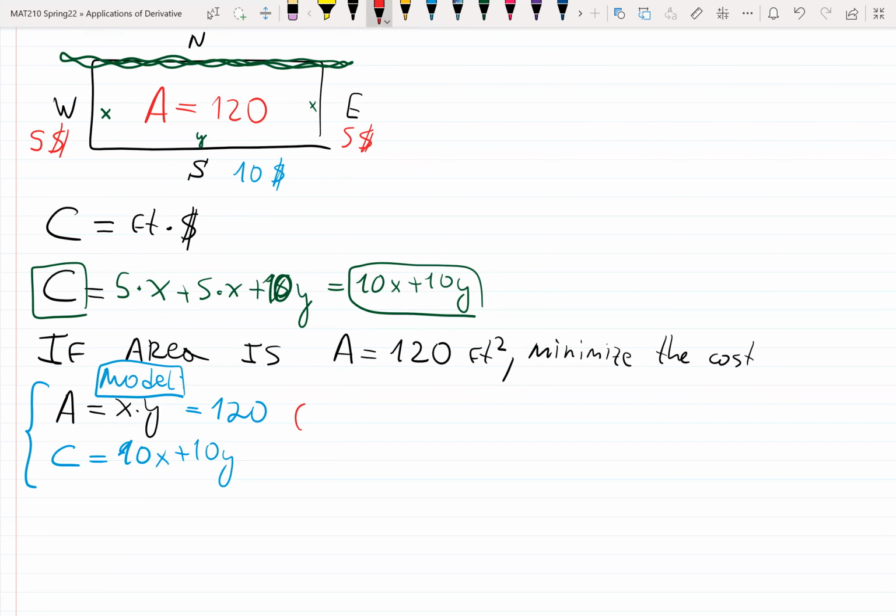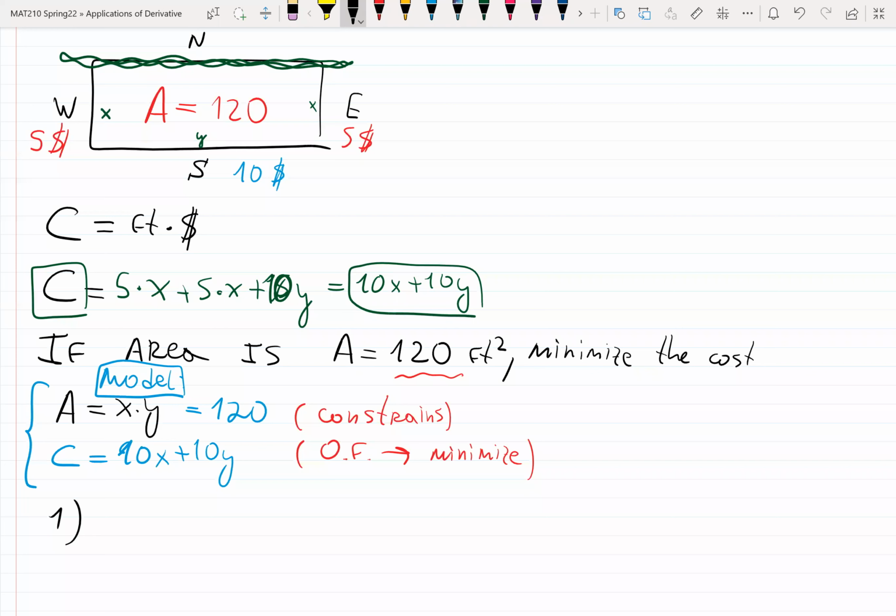Whatever has a restriction is called constraints, basically restrictions. 120 is my limit for area. And the function that doesn't have any restriction, that's the one we need to optimize, and this one is called the objective function. And we want to minimize that, in this case, minimize the cost function. So this is already a nice thing. You build the model. Step one.